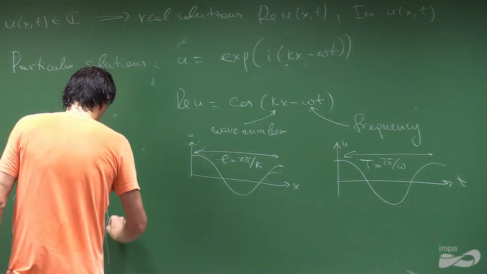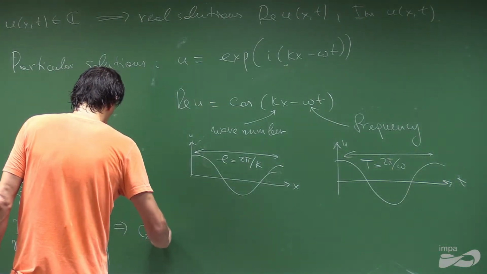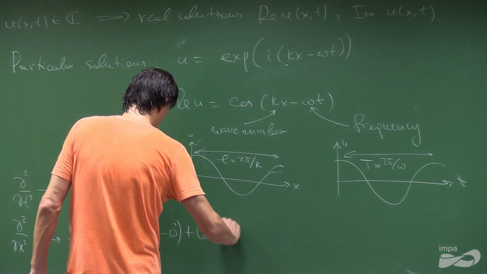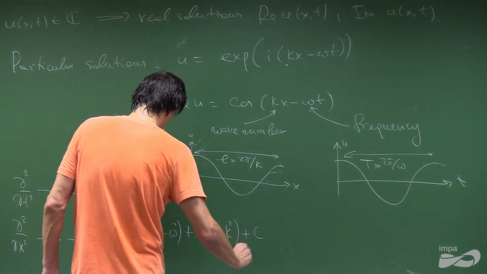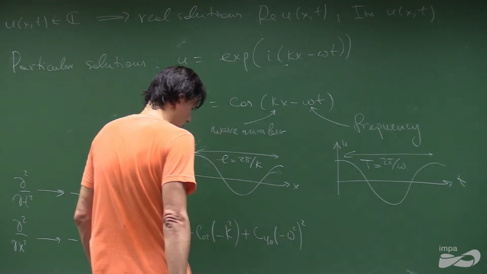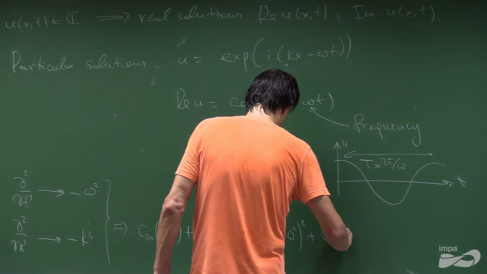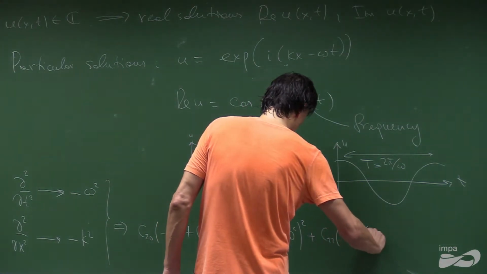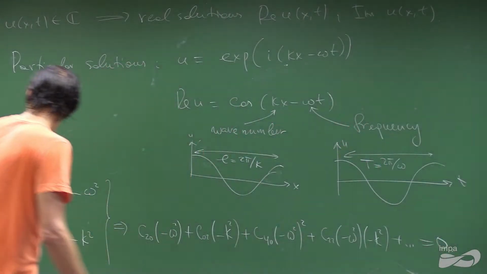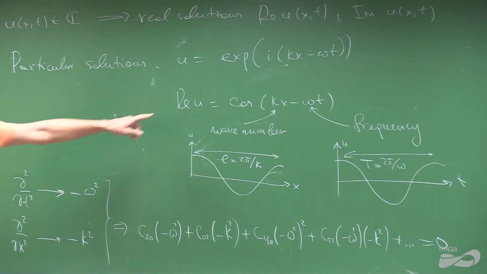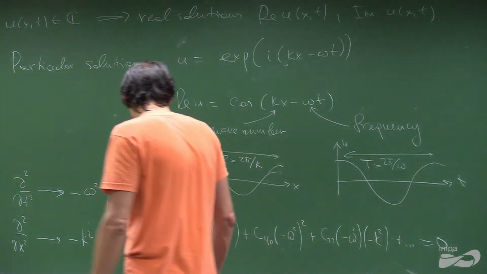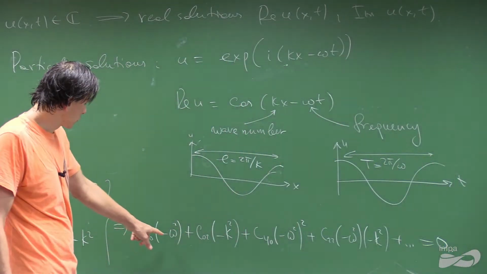So that gives you an equation: c0 times minus omega squared plus c0 times minus k squared plus c4 times (minus omega squared) squared plus c2 times minus omega squared minus k squared, and so on, equals 0. So that's how you translate this equation into an equation between k and omega. And now you see that the left-hand side is just a function of omega squared and k squared.